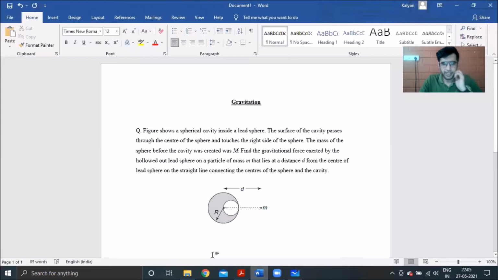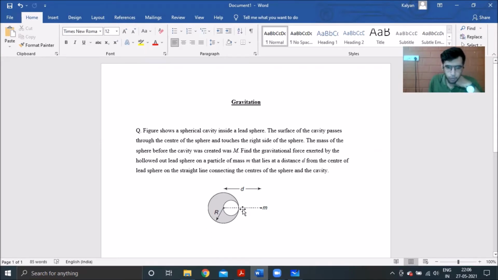Right. So this is the question over here. You have a spherical cavity inside a lead sphere, and the surface of this cavity passes through the center of the sphere and touches the right side of the sphere as shown, and it also passes through the center of the sphere over here. The mass of the sphere before the cavity was created was capital M.